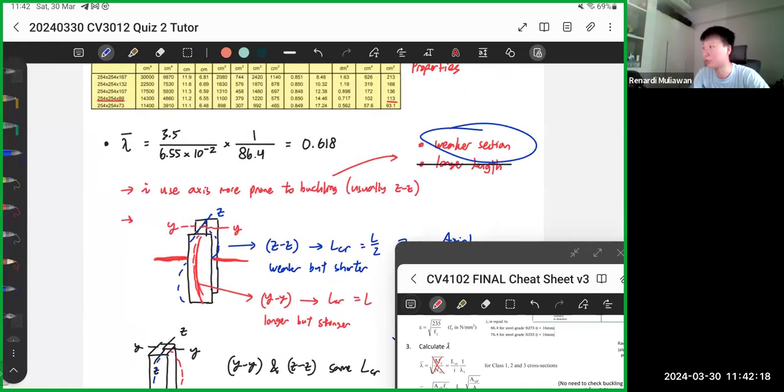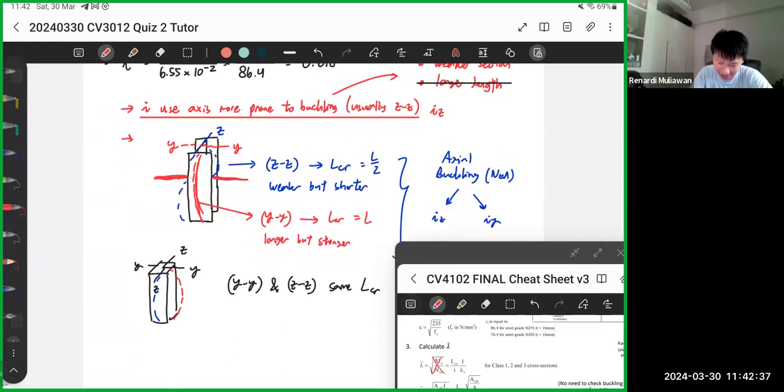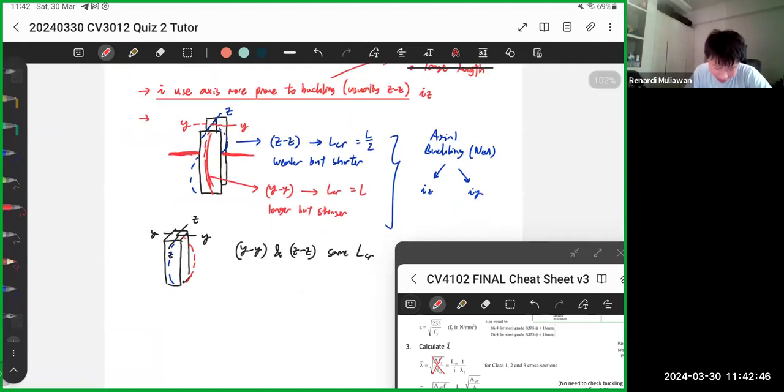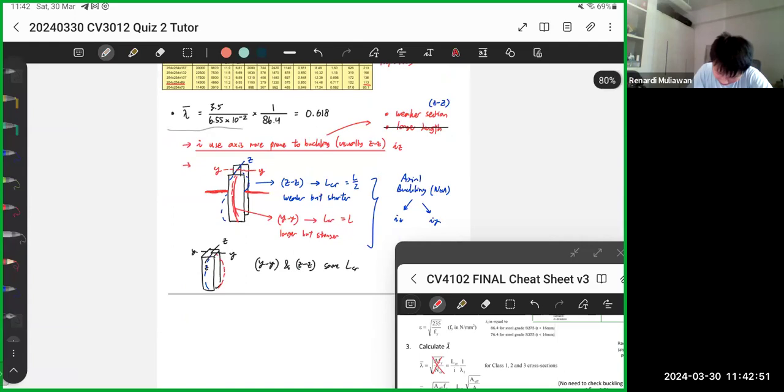However, now we can know which one is the weaker section. The weaker section is always ZZ. And that's why in normal cases, we usually use ZZ. The only case where we use IY is when there's a restraint in the weaker axis. Then we need to do two checks, one with IY, one with IZ. So that's a long theory section, but just for you to know.